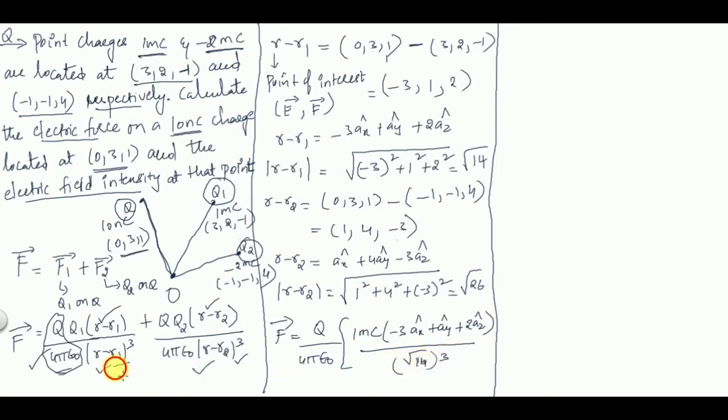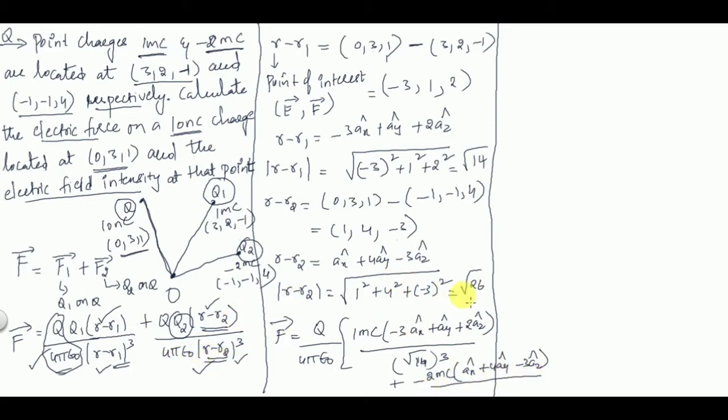Okay, so the modulus of r minus r1 is root 14, so it is whole cube, plus the Q2 value, which is minus 2 millicoulomb. Q I have taken common, so I'm only left with Q2, which is minus 2 millicoulomb. r minus r2 is this one, ax cap plus 4 ay cap minus 3 az cap, divided by modulus of r minus r2.